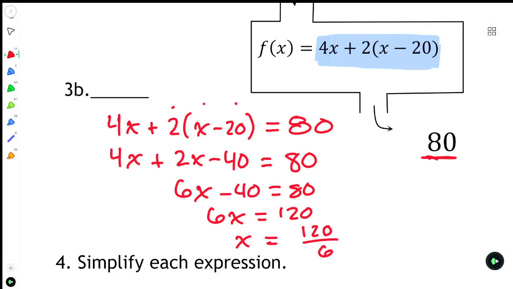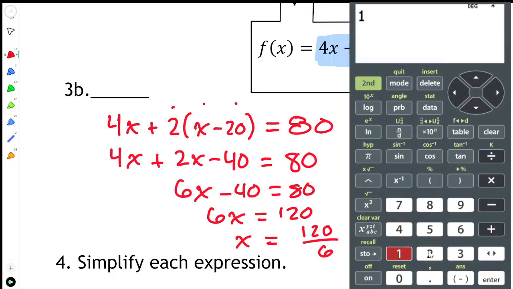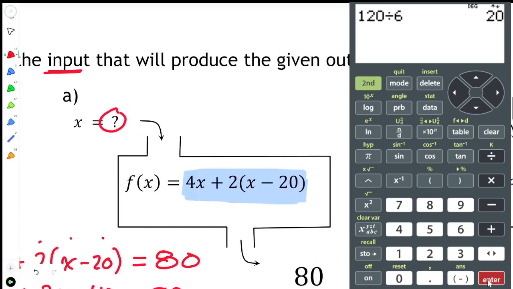I know 12 divided by 6 is 2, and I'm guessing 120 divided by 6 is 20, but I'm going to go ahead and just double check that with my calculator. There you are. I'll hit 120 divided by 6, and I get an answer of 20. So I believe I figured out what x is. I think 20 is the input that produces the desired output.